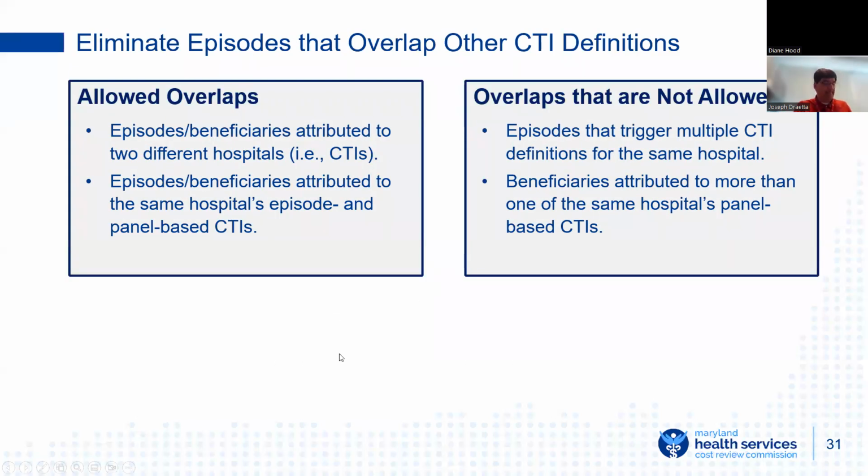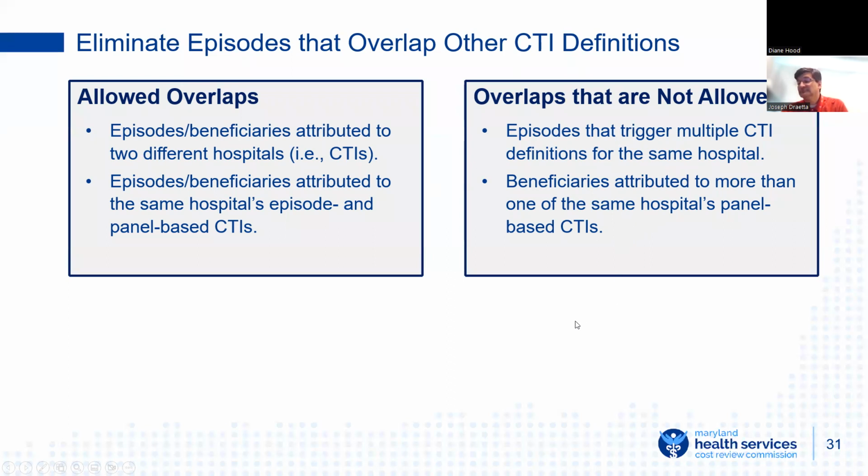In terms of overlaps, those that are allowed are episodes or beneficiaries that are attributed to two different hospitals, even under the same CTI definition. Episode beneficiaries that are attributed to the same hospital's episode-based and panel-based CTIs are also allowed. So if a patient is involved in more than one CTI, and one of them is episode-based and one of them is panel-based, both of them are allowed to stay in the set of CTI episodes for that participant.